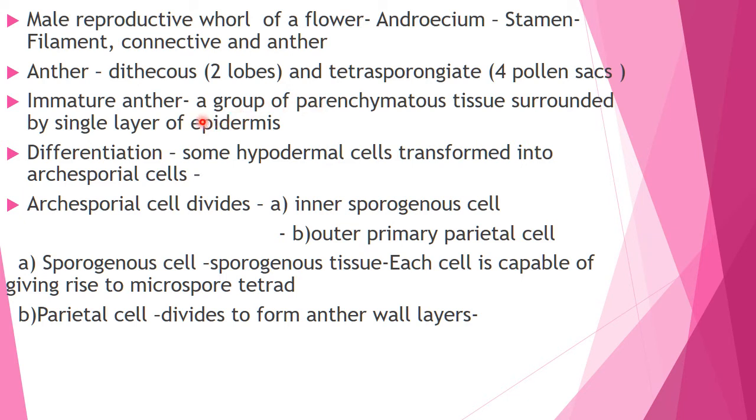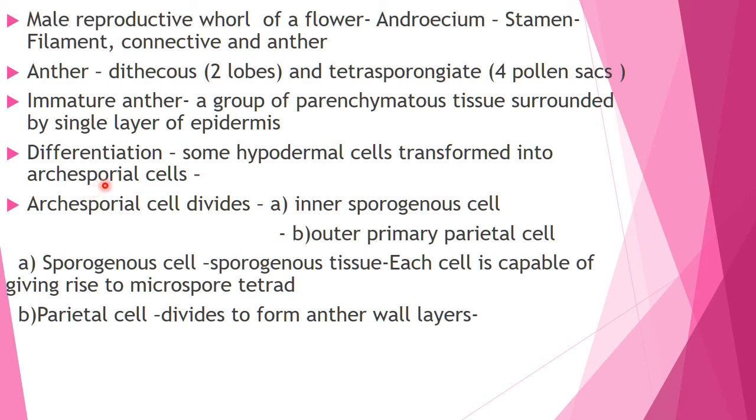Now, when we see an immature anther, it will have a group of parenchymatous tissue surrounded by a single layer of epidermis. That is the structure of the immature anther. When it starts maturing, that is the differentiation starting, at that time some hypodermal cells just below the epidermis are transformed into archesporial cells. This term will be new to you.